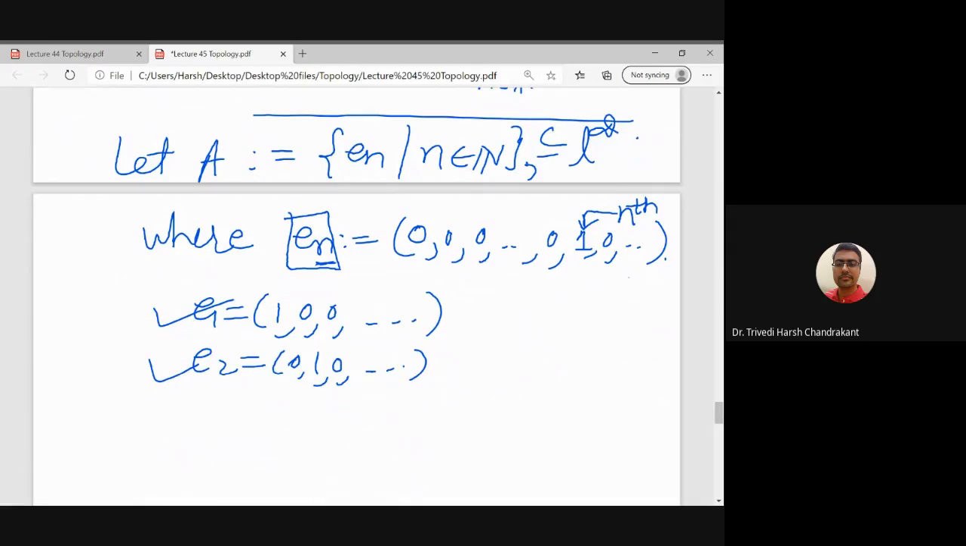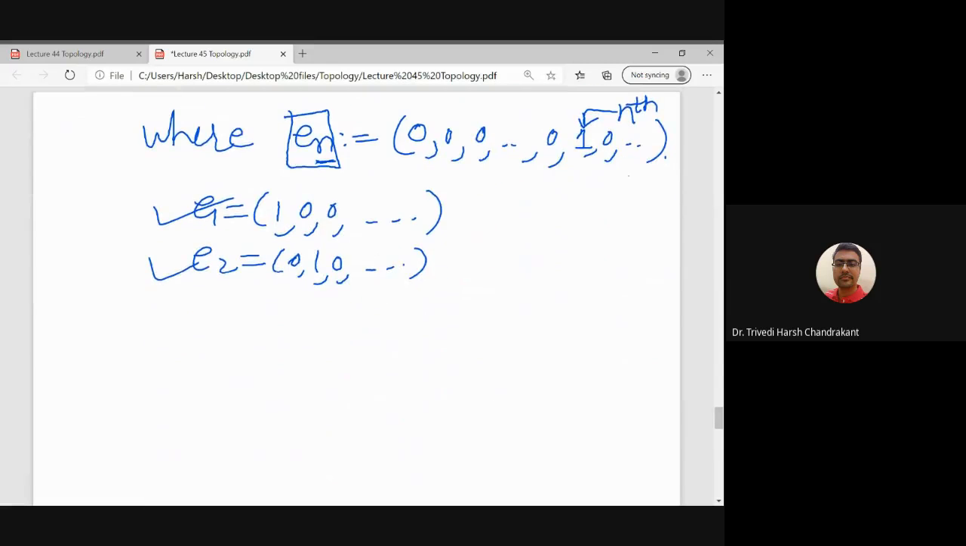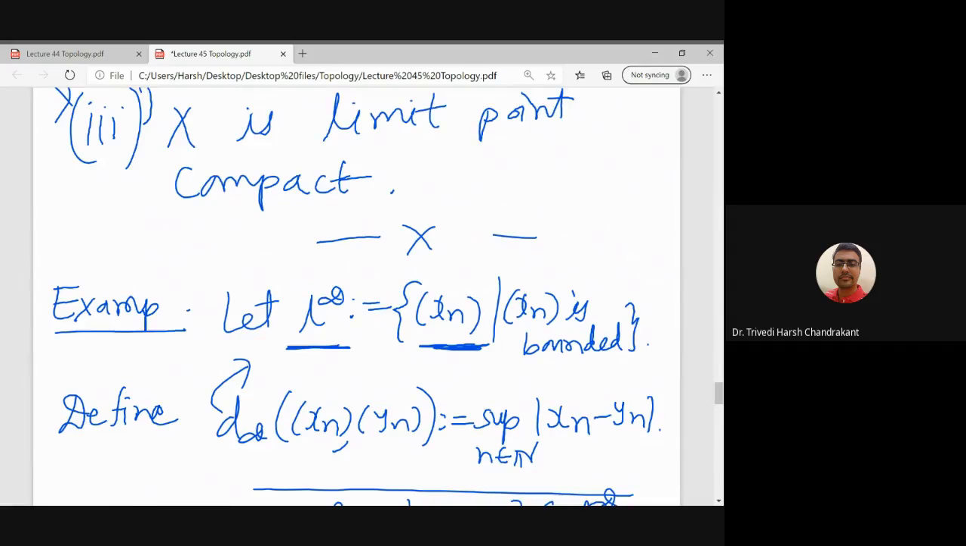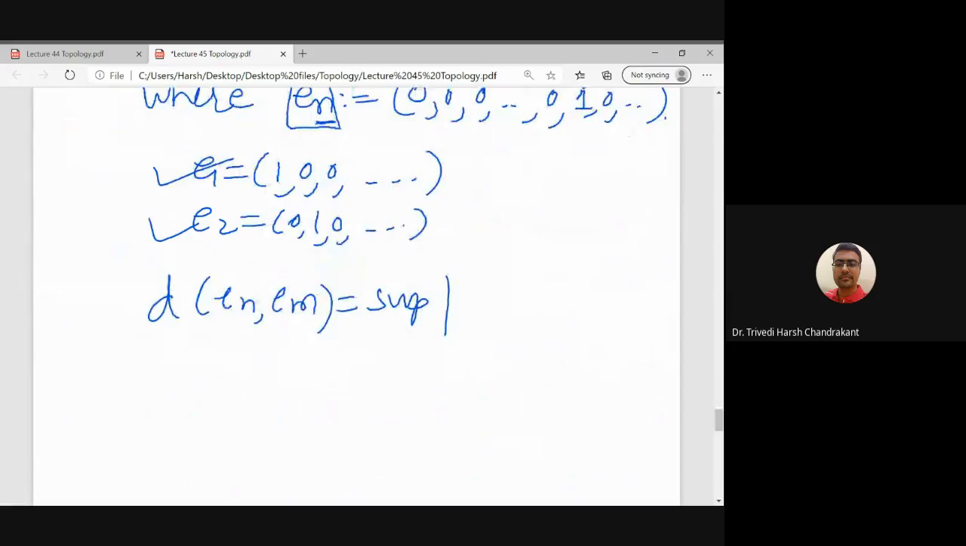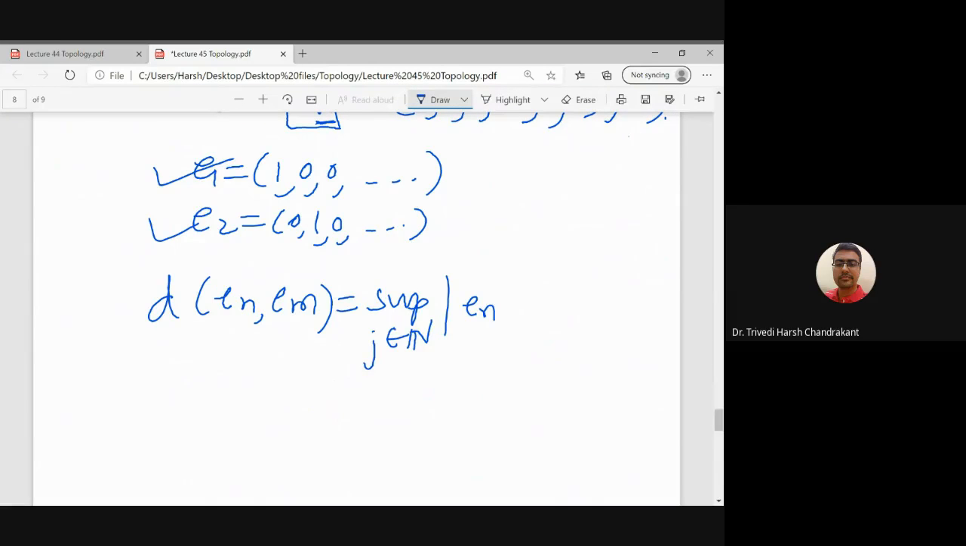Now what is the meaning of A is bounded? To prove that A is bounded, we find the distance of En and Em. So the distance of En and Em is basically the supremum of the jth coordinate differences, so let us write some other index, let us say j. So the supremum of |enj minus emj|.